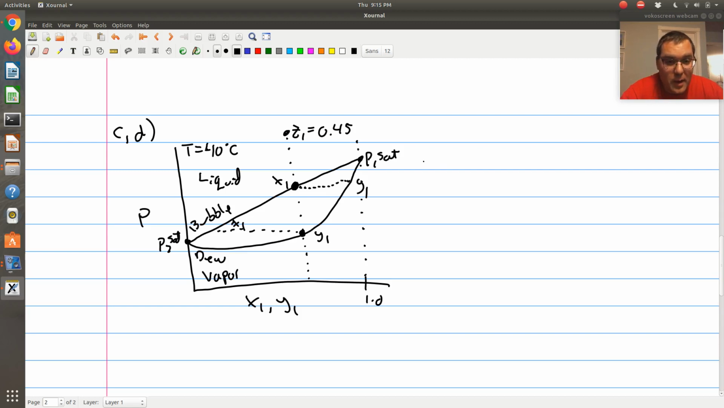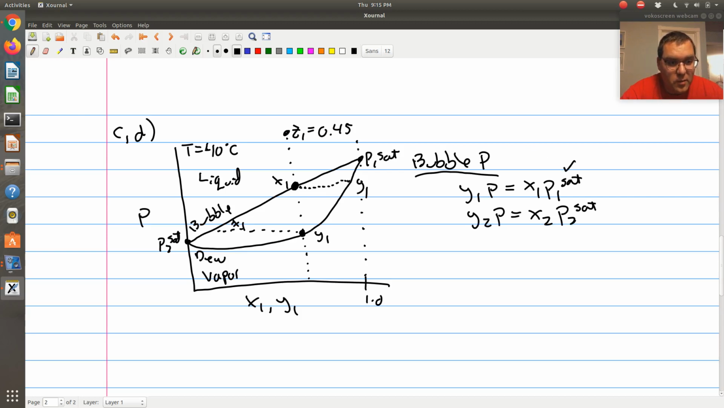Okay, so if I think about my bubble P, calculate the bubble point pressure, I write down my two isofugacity expressions. y1 P is equal to x1 P1 sat. So here we're using Raoult's law. The idea is we know the temperature, so via my Antoine expression, I know P1 sat and P2 sat. I know x1 and x2, because at my bubble point, x is just equal to z1, the composition of my mixture, so I know my liquid phase compositions. I don't know y and I don't know P. P is what I'm interested in. I'm interested in my bubble point pressure.